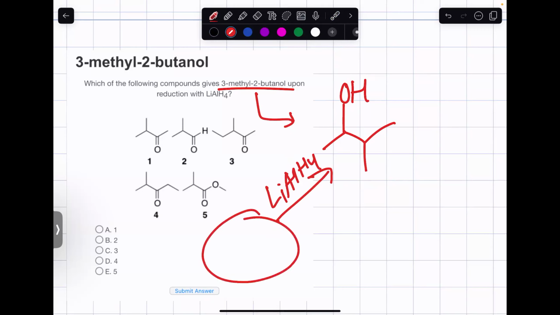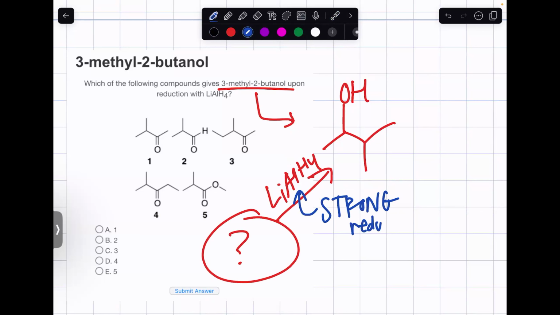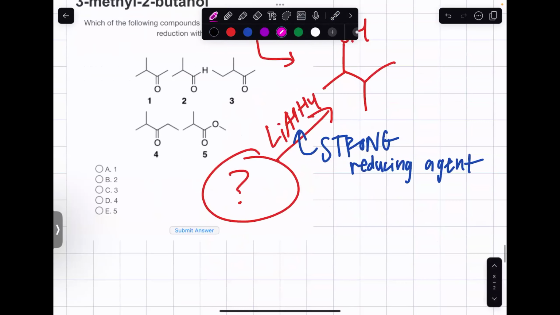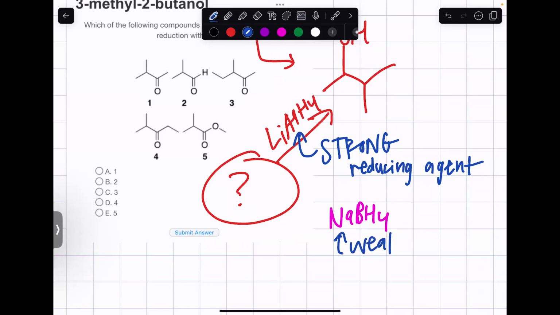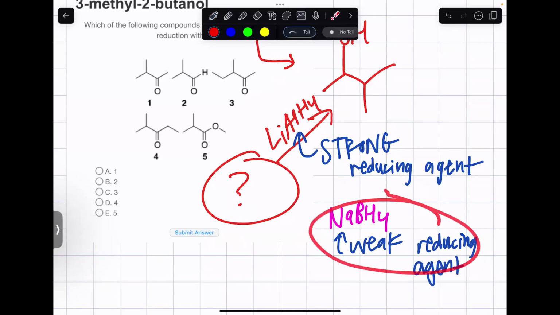LiAlH4 is a reducing agent, and it's a strong reducing agent. What's the weak one? There's another one that's a weak one. NaBH4. Yeah, NaBH4. NaBH4 is a weak reducing agent. Right. What can NaBH4 reduce? Like, what can it not reduce since it's weak?